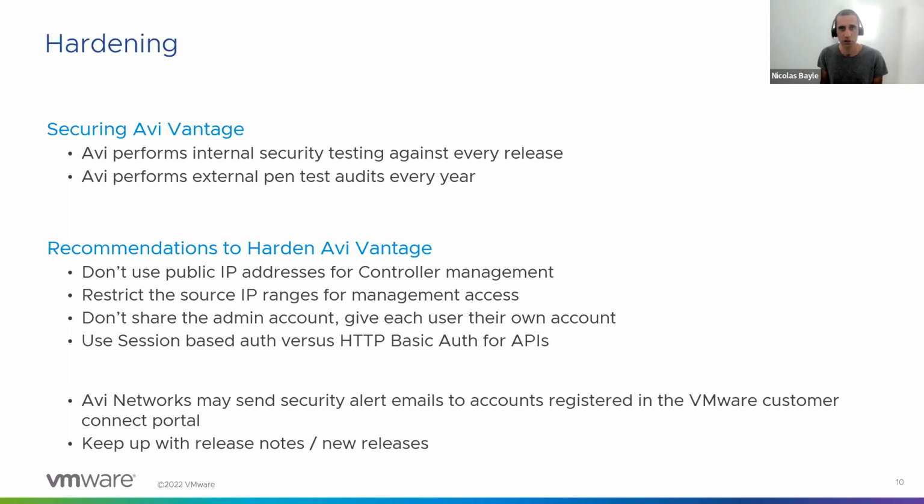The admin accounts: don't use a generic admin account. Use specific accounts for all the members of your AVI admin team. In terms of authentication, if you are using the API, don't use basic authentication, but use a session-based authentication method. And also, please make sure you are up to date with the software.